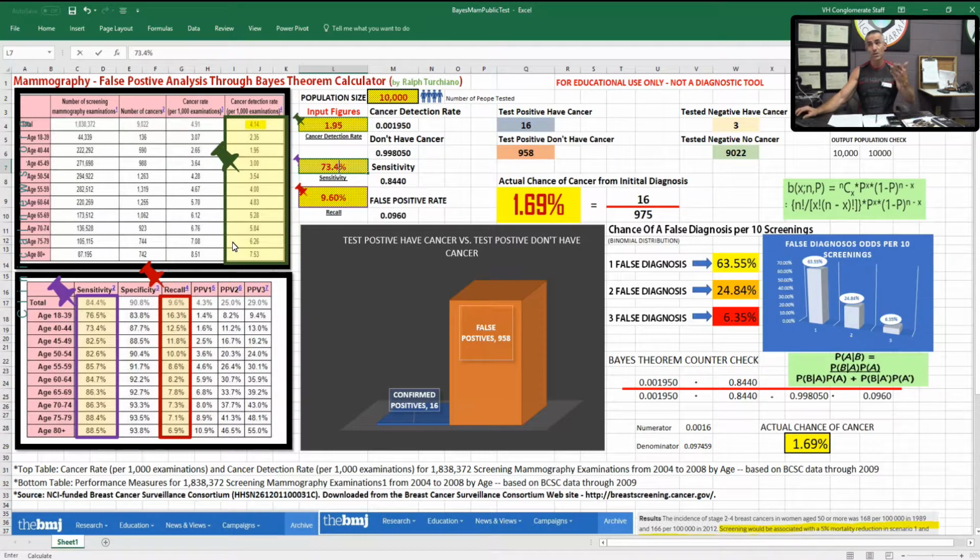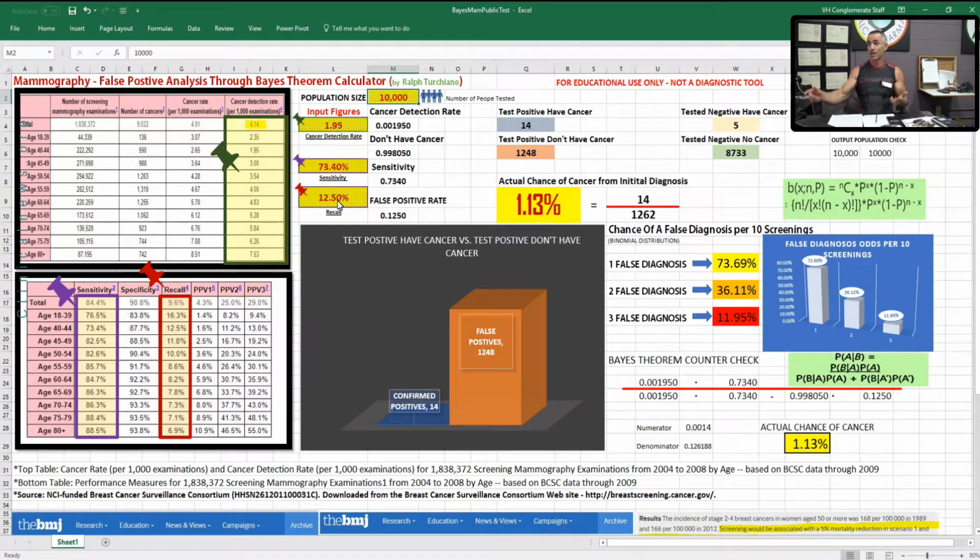Now I'm doing this so you can utilize this educational tool on your own, should you desire. Sensitivity, or we should say, the recall rate in individuals between the age of 40 to 44 is a staggering 12.5%, resulting in an actual chance of having cancer being 1.13% per every 12,062 individuals that received that phone call.